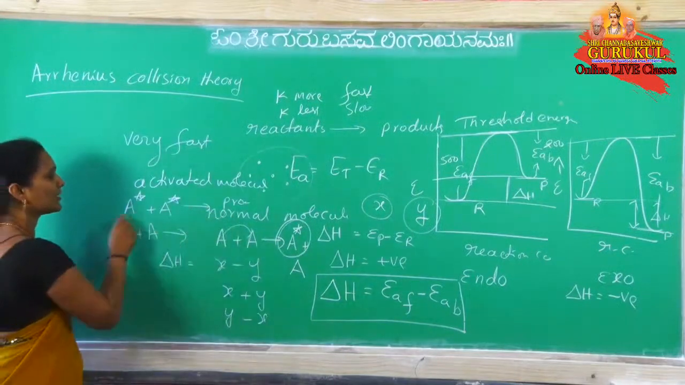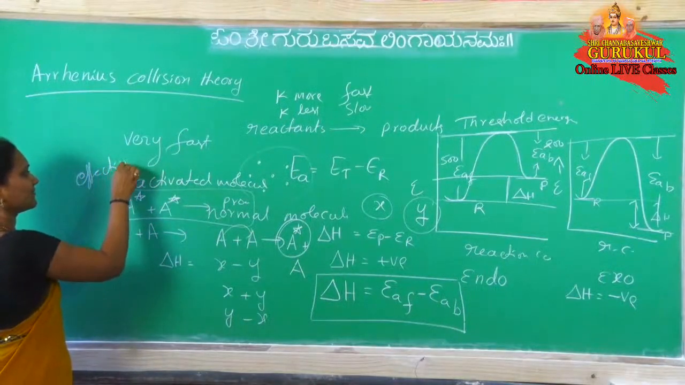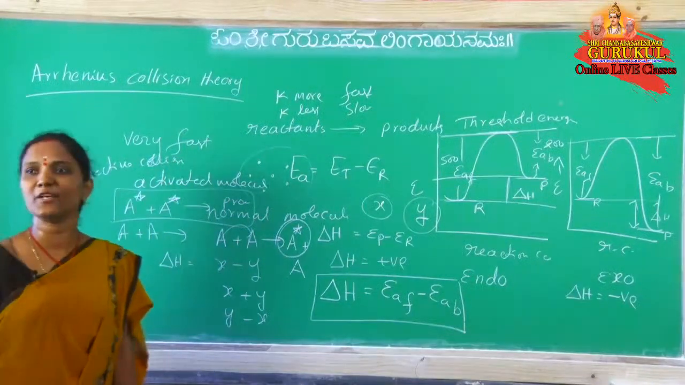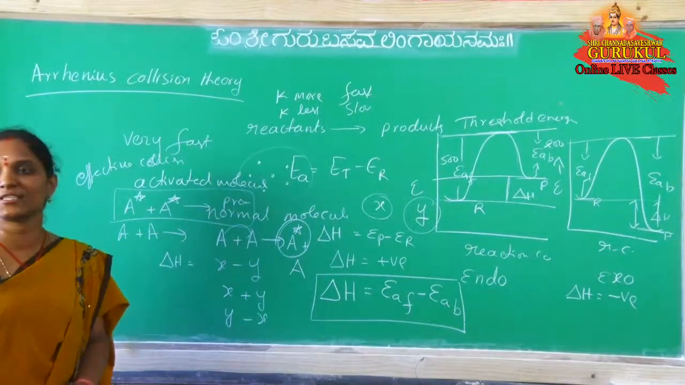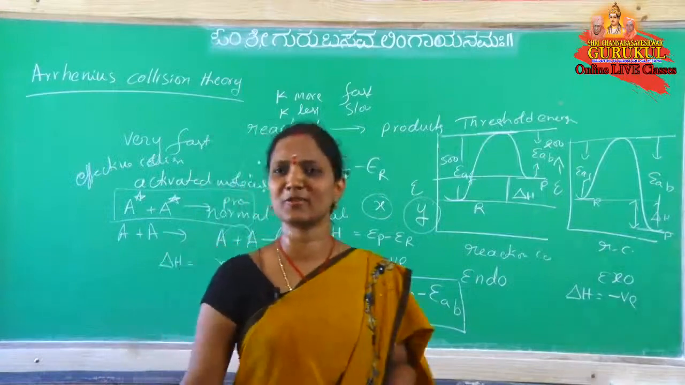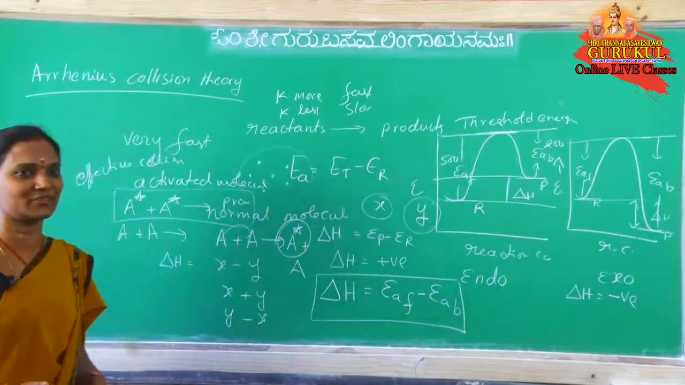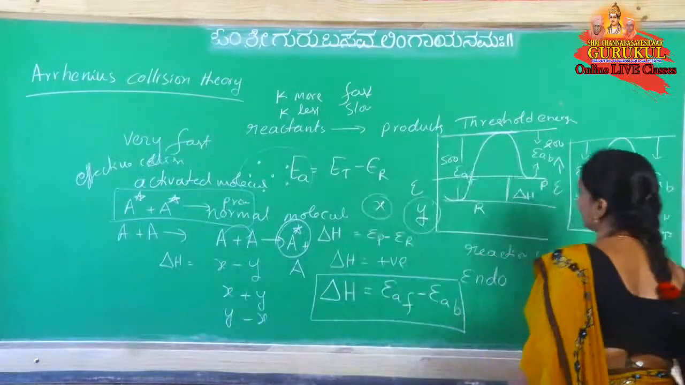So for the formation of product, the collisions must definitely be effective collisions. Effective collisions means collisions between activated molecules, activated collisions. Then only they change to products. Sometimes these effective collisions also do not lead to the formation of product. Formation of product depends on one more factor. So what is that other factor?